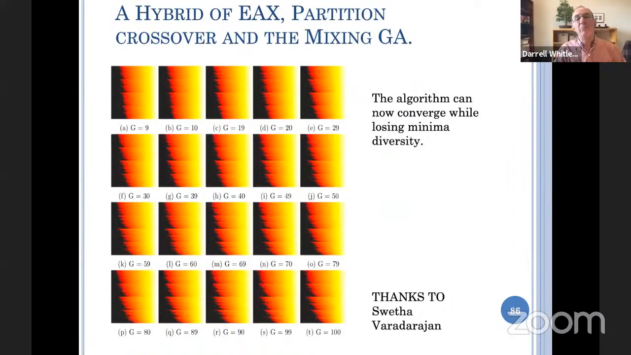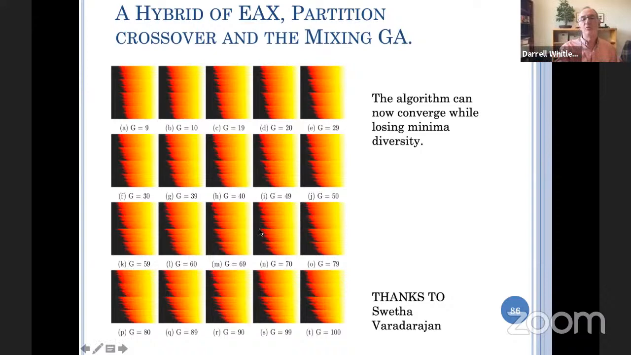We can combine the partition crossover with the aggressiveness of EAX, and we can actually converge to a global optimum without losing all of our edges. We've lost more edges than if we didn't use EAX, but EAX, especially in the end, is good about jumping to the global optimum given the right fodder. But we can use this trick and combine the two and really preserve diversity in our search.